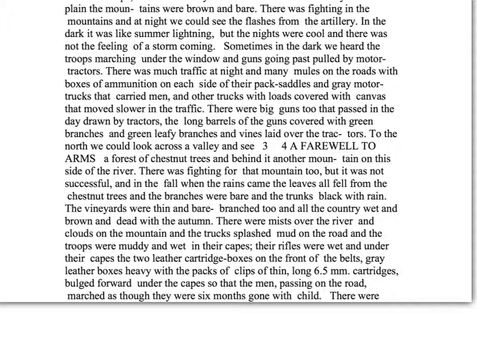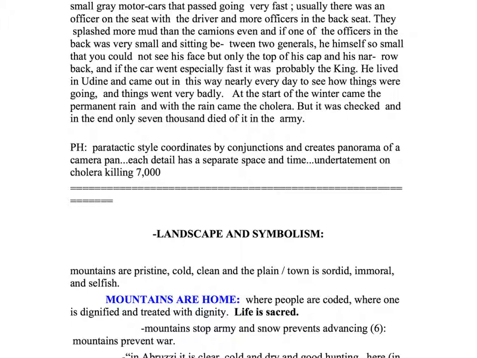There were small gray motor cars that passed going very fast. Usually there was an officer on the seat with a driver and more officers in the back seat. They splashed more mud in the canyons. Even if one of the officers in the back was very small and sitting between two generals, he himself so small that you could not see his face, but only the top of his cap and his narrow back. And if the car went especially fast, it was probably the king.